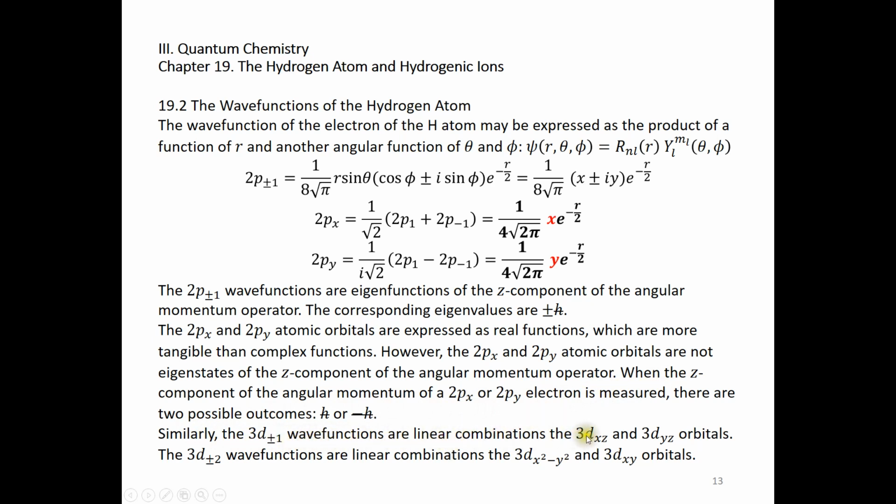They are linear combinations of 3dxz and 3dyz orbitals. The 3d ±2 wave functions are linear combinations of two orbitals, 3d x squared minus y squared and 3dxy. So again, ±2 means m sub l is equal to +2 or -2. If we combine these two wave functions, we can get 3d x squared minus y squared and 3dxy.